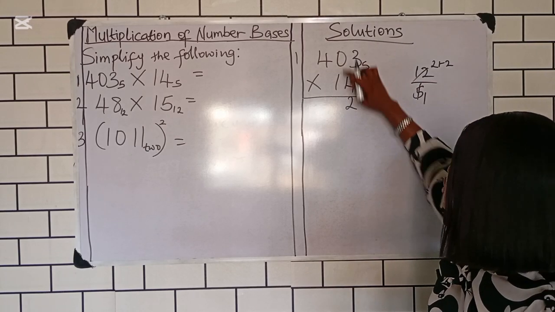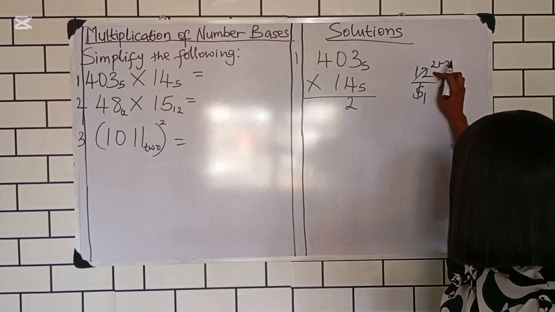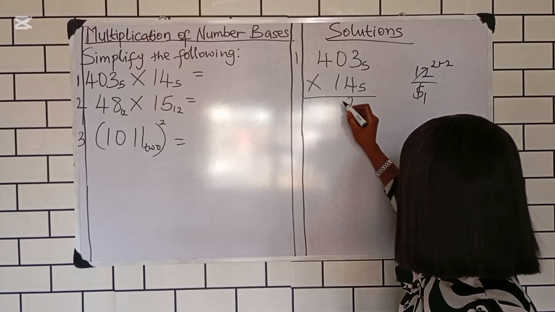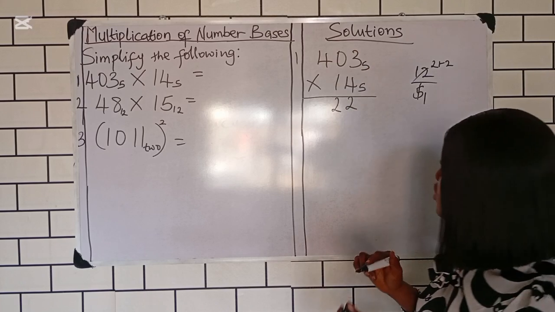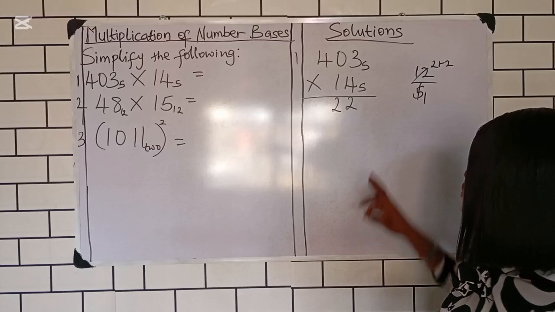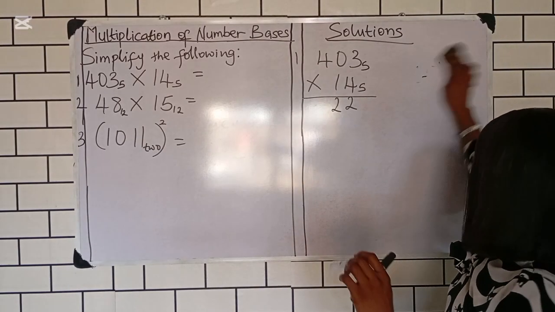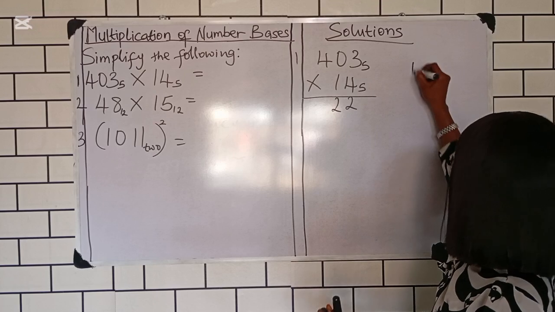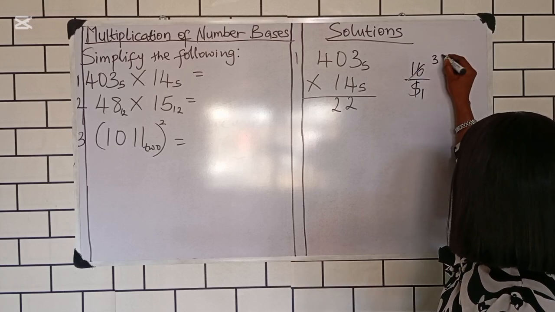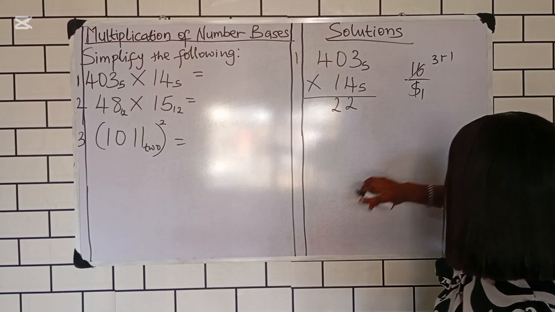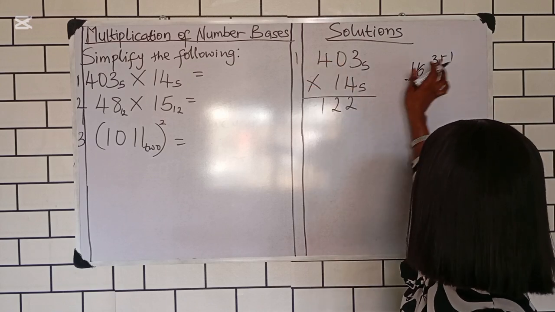Now 4 times 0 here will give us 0, plus these 2 here will give us 2. You write your 2. 4 times 4 here will give us 16. Because we are solving in base 5, we can't write 16. We have to divide. 16 divided by 5 here will give us 3, remainder 1. You write your remainder 1 here. Because there's no other number here to multiply, you bring down your 3.